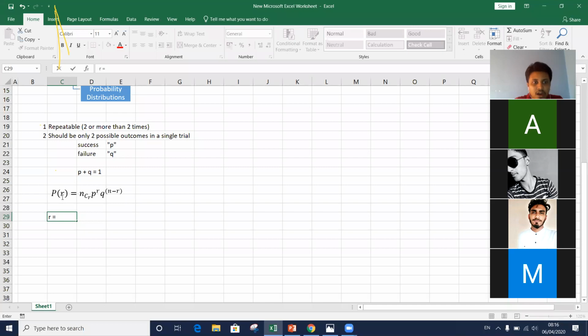Probability of R number of successes. මෙන්න මෙච්චර වාර සංඛ්‍යාවක් අපිට එන්න ඕන දේ එන්න තියෙන සම්භාවිතාව. Probability of R number of successes. It means the letter R we use to represent the number of successes. Right? The number of successes.